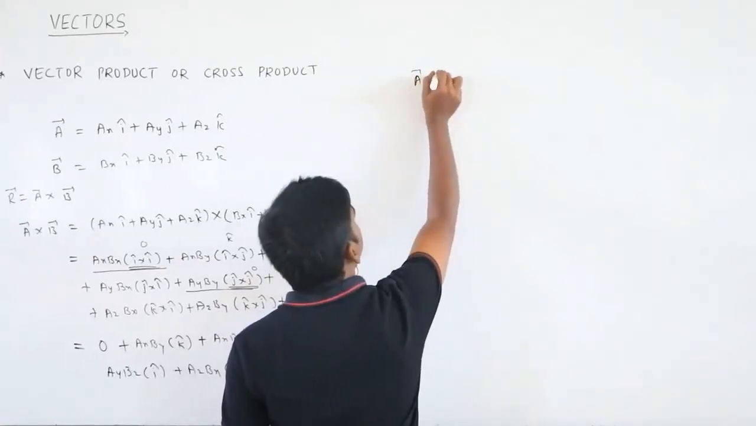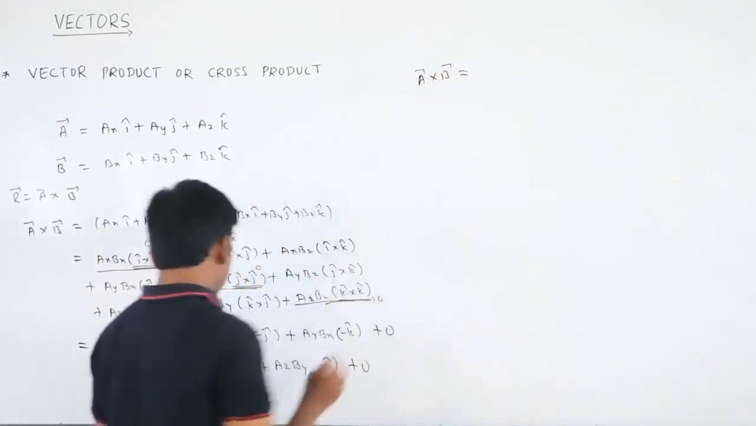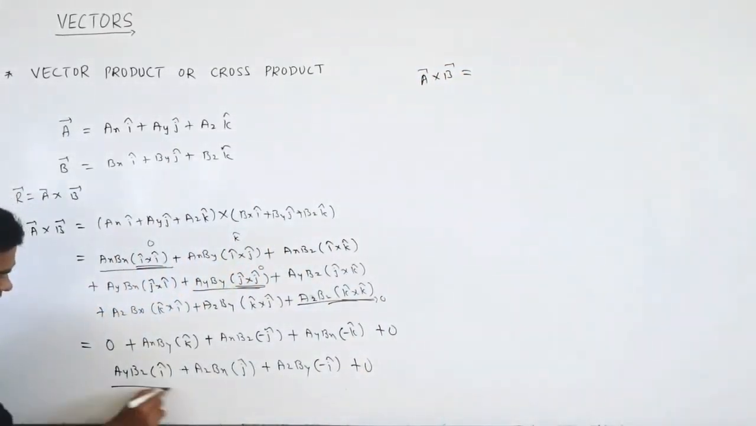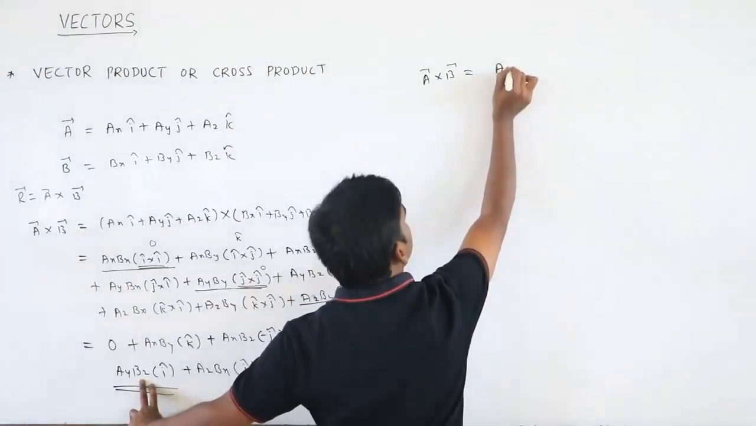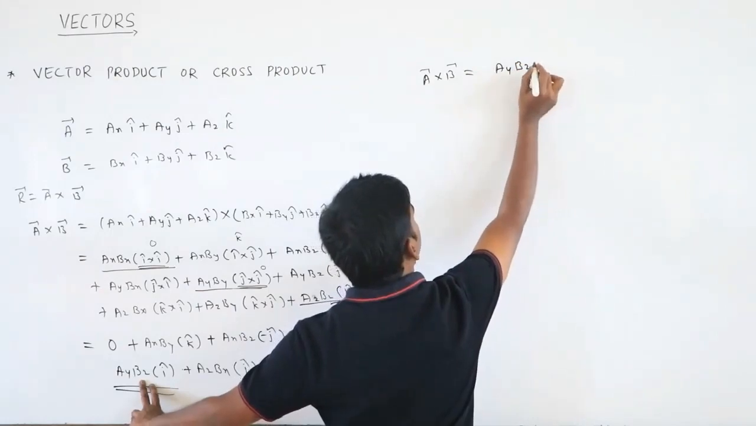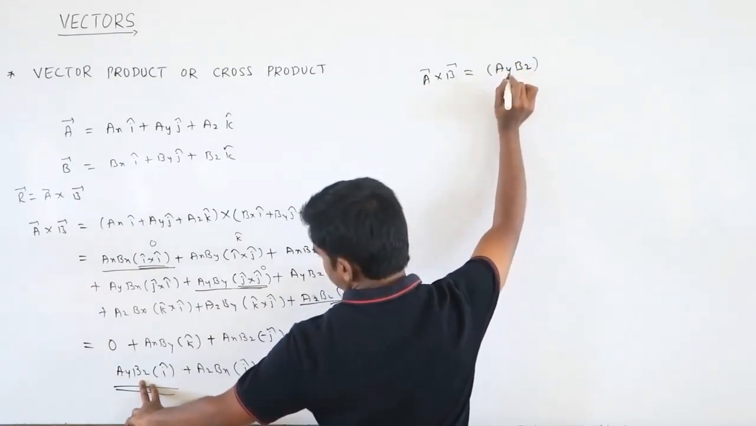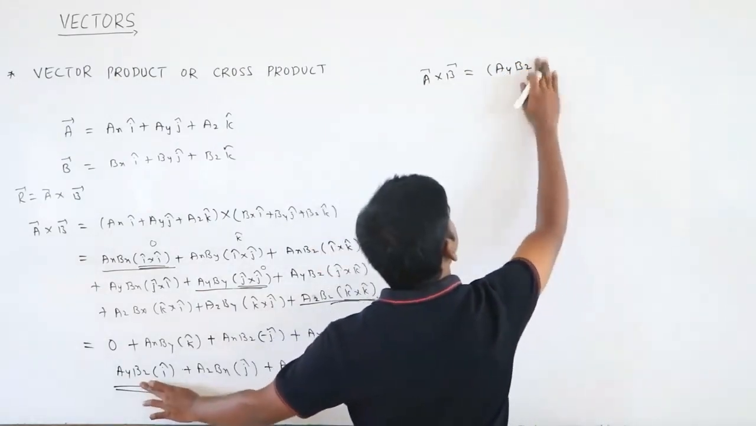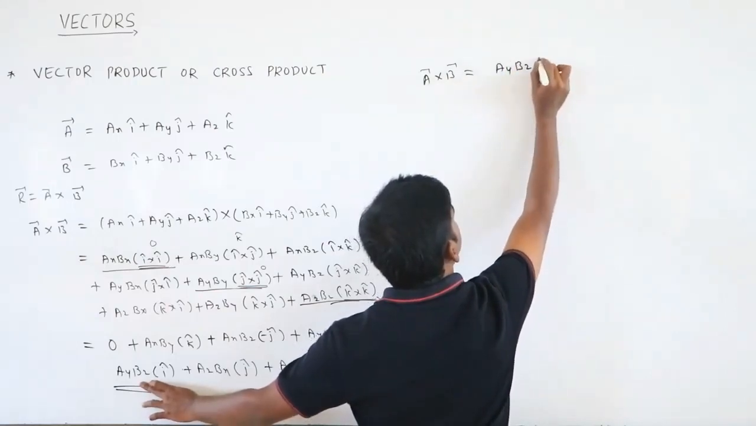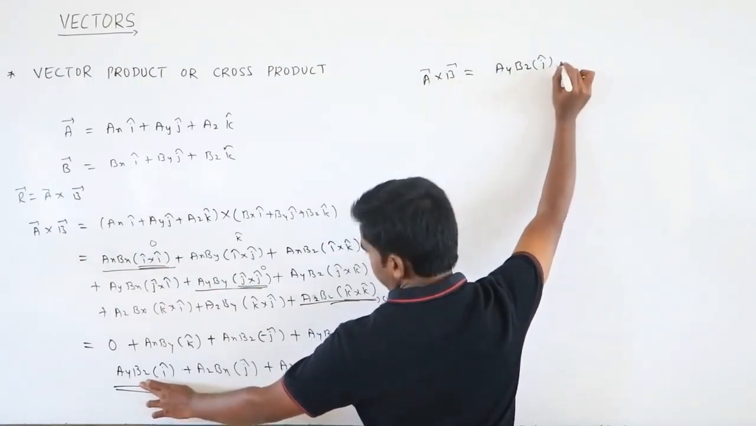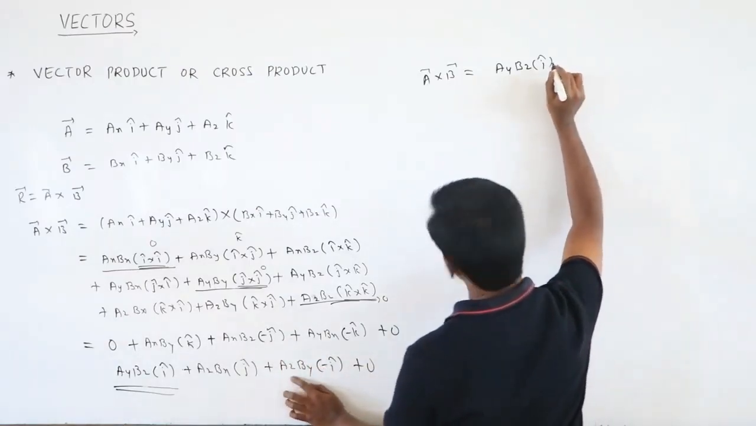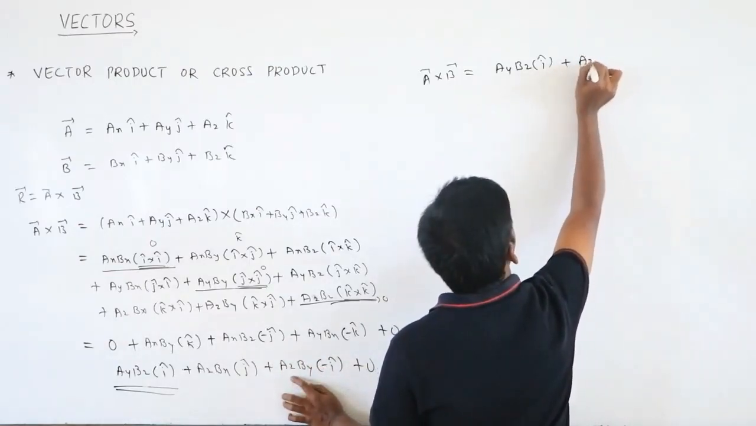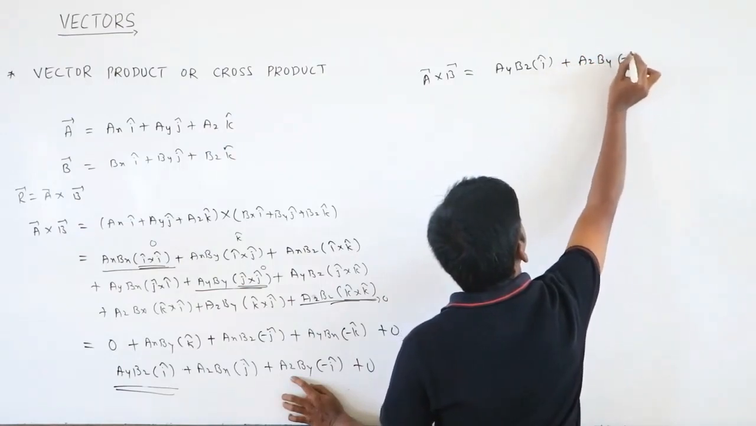Okay, so a cross b equals to... First you take this i, ay bz. Okay, ay bz. Sorry, it is going to be i cap. And then where is one more i cap? Here it is minus i cap. Az by plus az by is minus i cap.